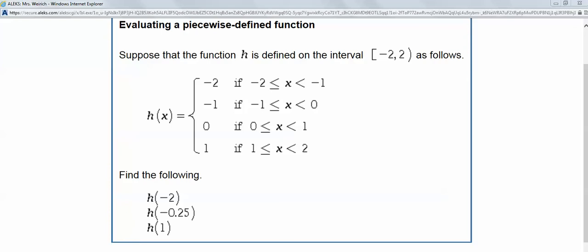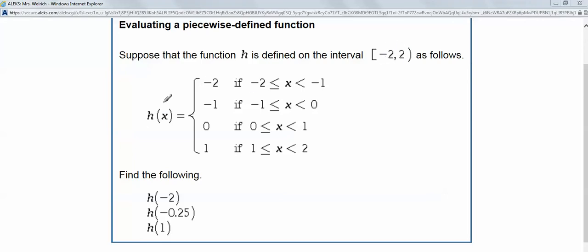This topic is called evaluating a piecewise defined function. So what we're going to have is some function, and it can be called whatever letter it wants. This one is called letter h, that is defined on some interval. So this interval includes the point -2 because it has the closed bracket, and then on this side it does not include the 2. So this would be an open circle at the 2, a closed circle at the -2.